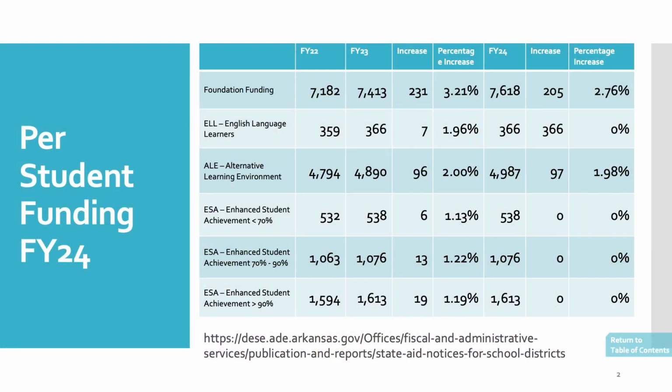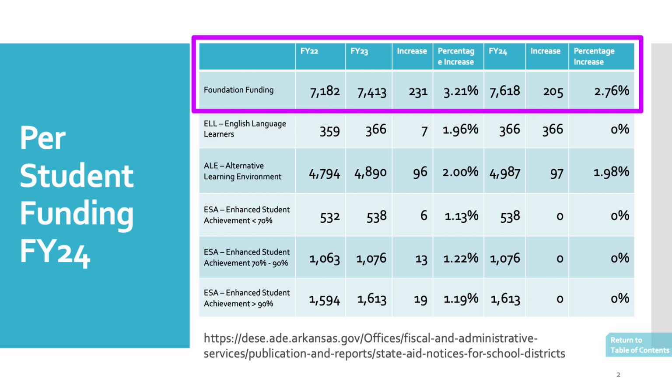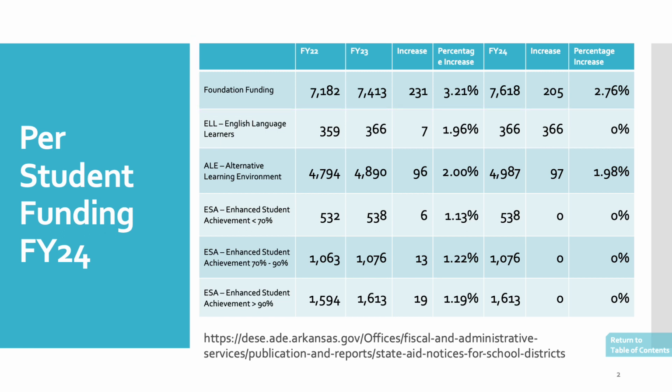So let's get started. The first thing you need to know about school funding is the foundation funding. That's Arkansas school funding, that is. In 22 there was $7,182 per student, and you can see that raised to $74.13 in 23. And this year each school receives $7,618 for each student of enrollment from their previous year's third quarter ADM, average daily membership.